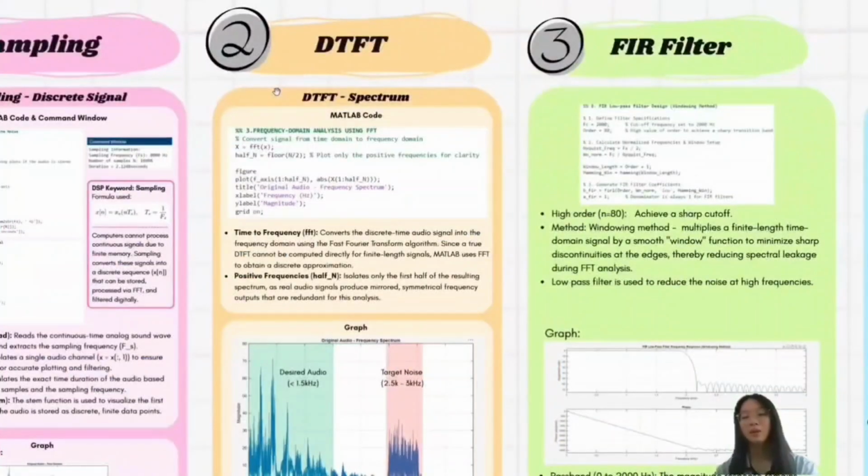After obtaining the discrete signal, we need to find exactly where the noise is located. Because the noise and audio are completely mixed together in the time domain, the fast Fourier transform algorithm, FFT, is used to approximate the discrete time Fourier transform. This mathematical formula transforms the data from the time domain to the frequency domain spectrum. To keep the analysis clear, only positive frequencies are plotted to remove redundant mirrored data.